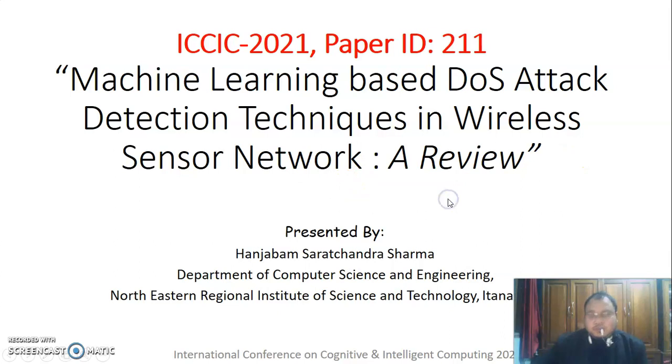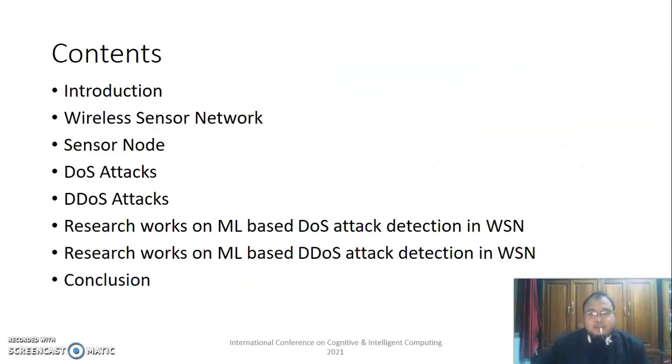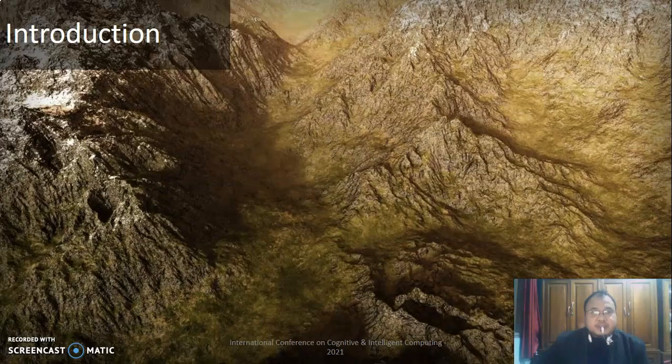So first of all, let's see the contents of my presentation. First it will be introduction, second wireless sensor network, then a brief discussion on sensor nodes, DoS attacks, DDoS attacks, research works on ML based DoS attack detection in wireless sensor network, then research works on ML based DDoS attack detection in wireless sensor network, and finally the conclusion. So now let's move on to the introduction.